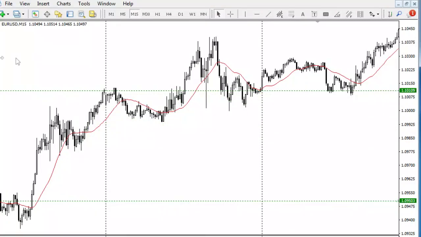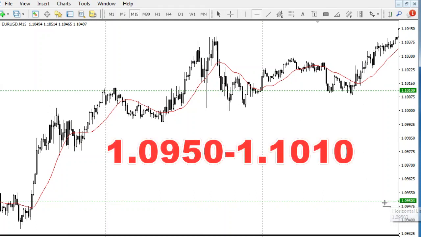Well, here we have an option expiration between 1.0950 and 1.1010, which is supposed to expire at 10 o'clock New York time.